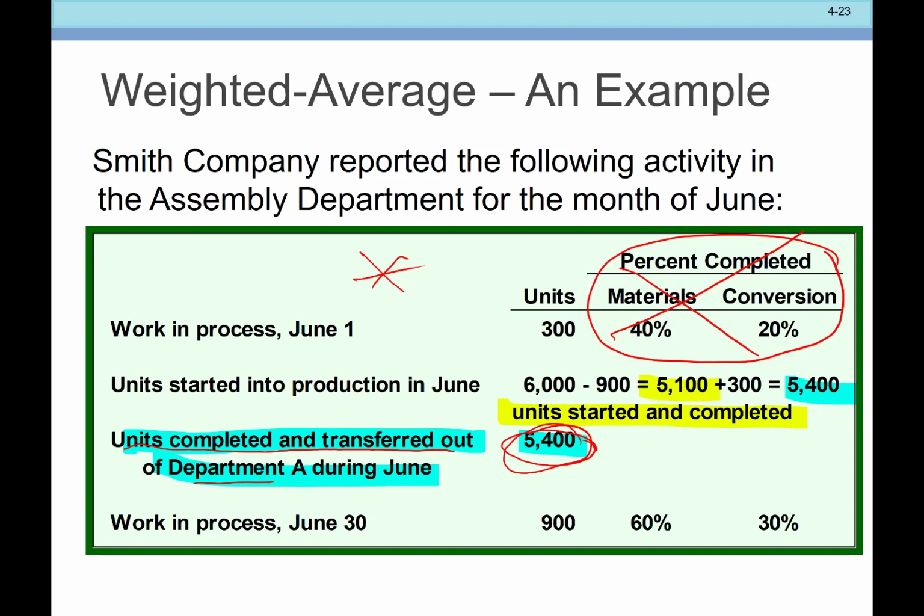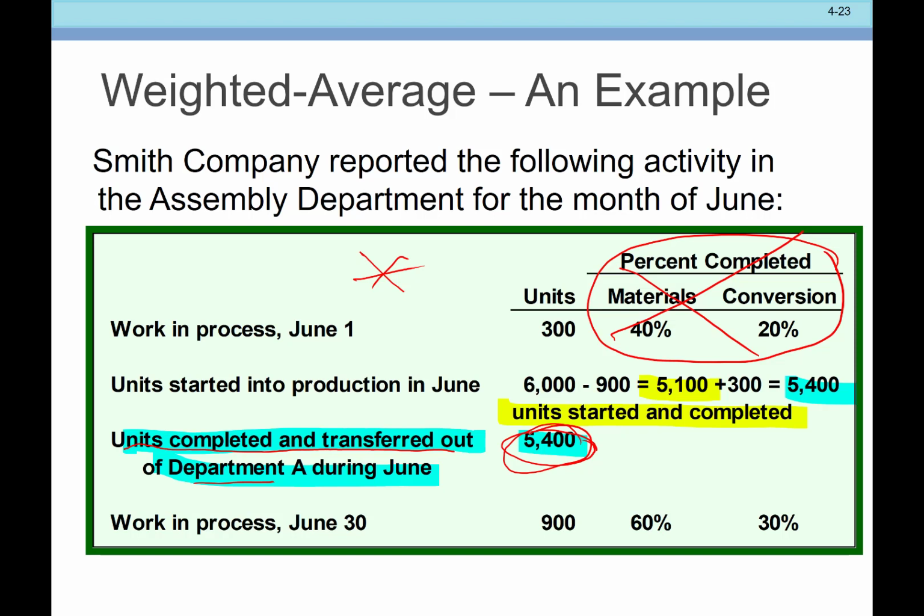So we're going to give ourselves credit for completing all of that work, those 5,400. Now you look and you say, well, what are all these other numbers? Well, in this problem, they could potentially not give us the units completed and transferred out, and they may make us derive it. They may make us back into it. This was a generous problem in that it just gave us this number. If it doesn't, you may have to figure it out.